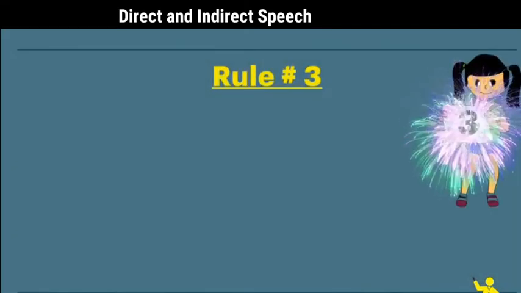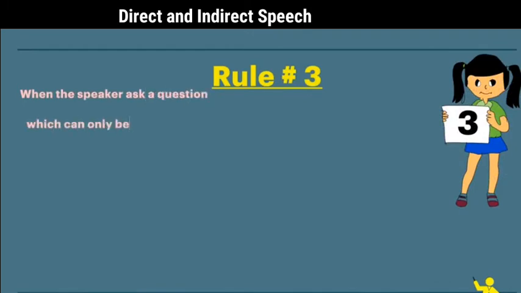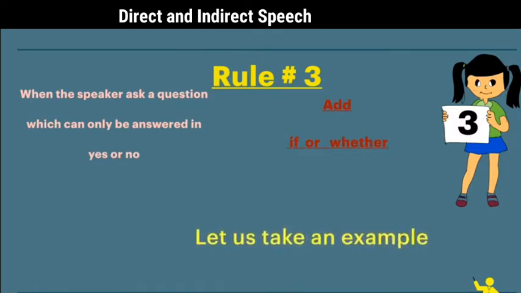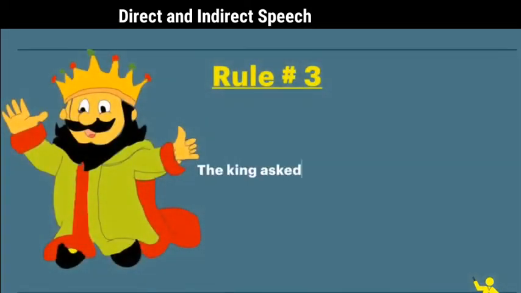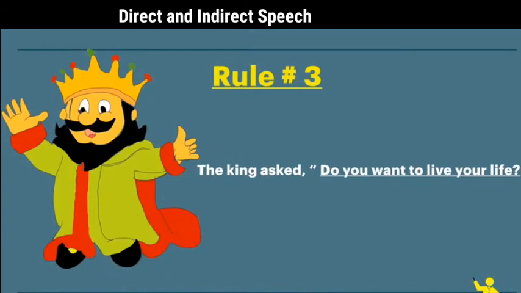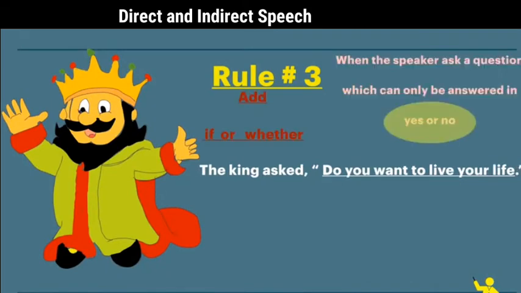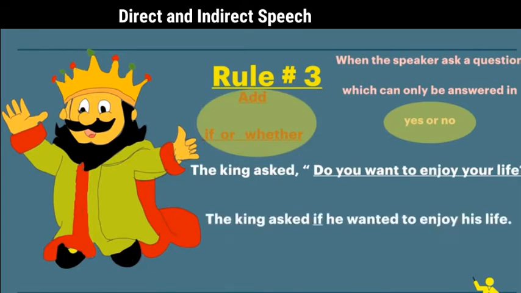Now rule number 3. When the speaker asks a question which can only be answered in yes or no, we have to add "if" or "whether" in such questions. For example, the king asked, "Do you want to live your life?" This is a yes or no type of question, isn't it? So in such questions, we have to add "if" or "whether". The king asked if he wanted to enjoy his life.